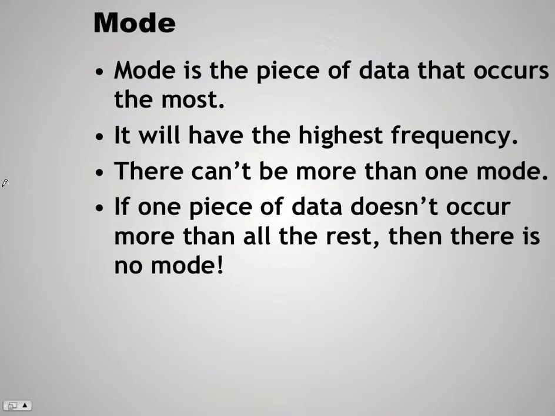But mode is the piece of data that occurs the most. Okay, so the mode and the most. Another way of saying that is it has the highest frequency. So when you made those frequency distributions, okay, if your class size was 1 and you just listed the observed value, then you've already found your mode. It's the one with the highest frequency.